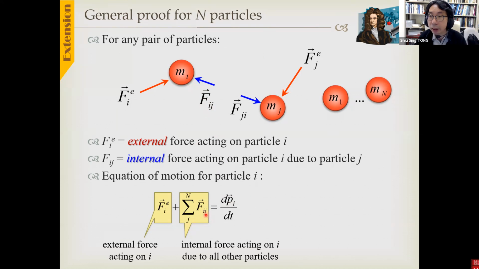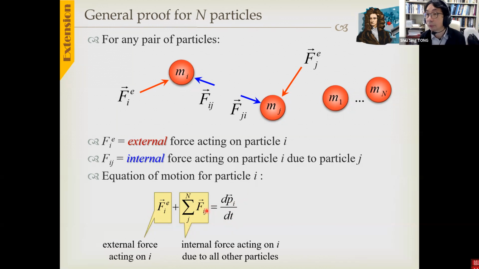And by definition, we can make Fii equal to 0 because the particle I will not exert a force on itself. It's the other particles that exert the force on it. So I form a sum of Fij over J from 1 to n. And this is the total force. And of course, by Newton's second law, this is equal to the change in momentum of particle I, dpi/dt. Is it okay for you?